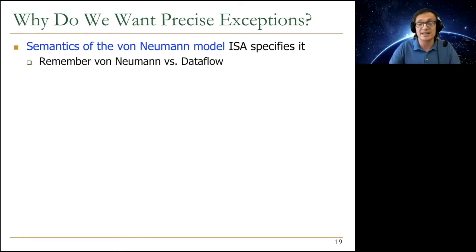Of course, on the other hand, data flow machines don't have such a contract. There are no precise exceptions in a data flow machine, when the ISA is data flow. And as a result, data flow machines are actually quite hard to program and debug.